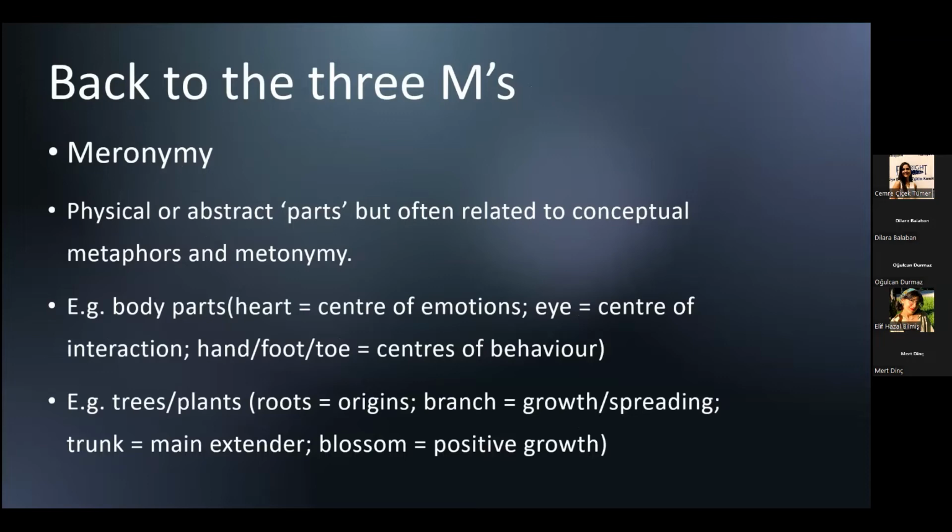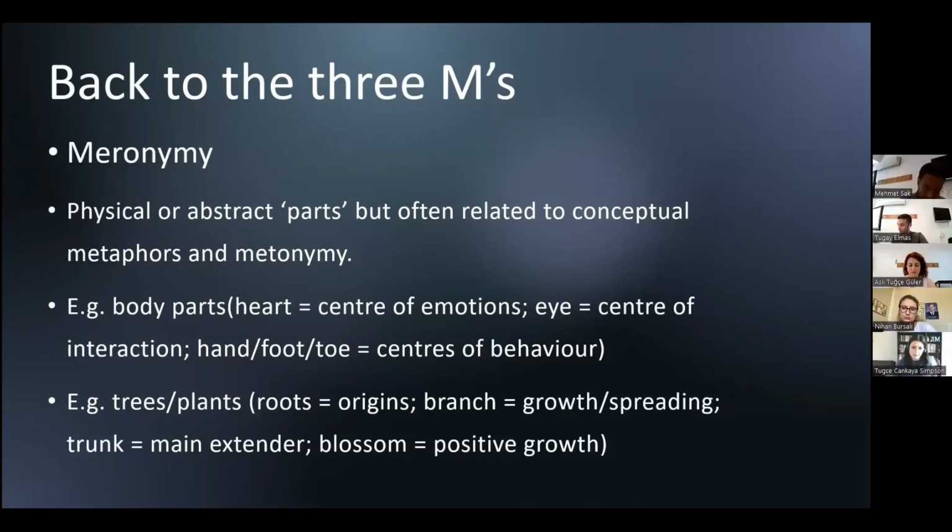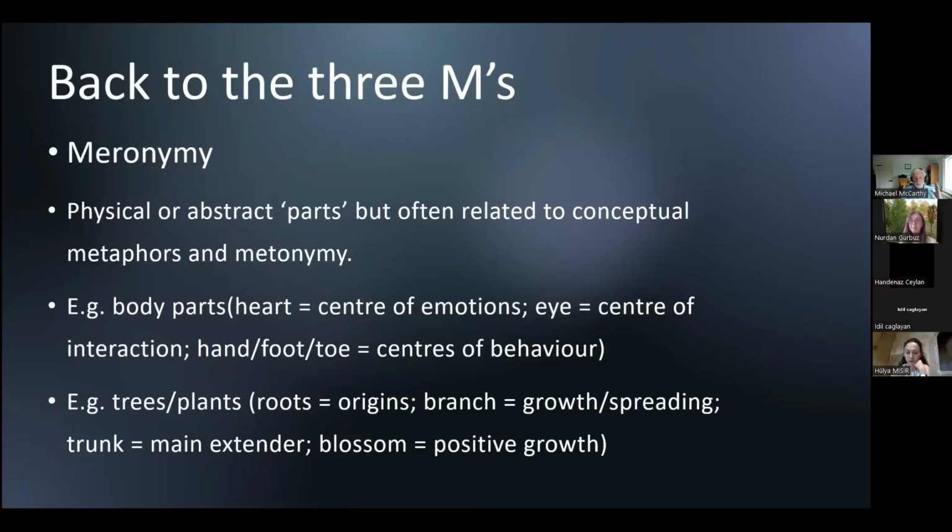Meronymy is the physical or abstract parts of something, so the parts of the body, the parts of a car, the parts of a tree, you know, the trunk, the branches, the leaves, etc. But they are often related to conceptual metaphors and to metonymy. So we saw that with the example of the human body. The human body has all these different parts, but conceptually we can use those parts to represent types of action, types of social behavior, and so on. These are the conceptual metaphors.